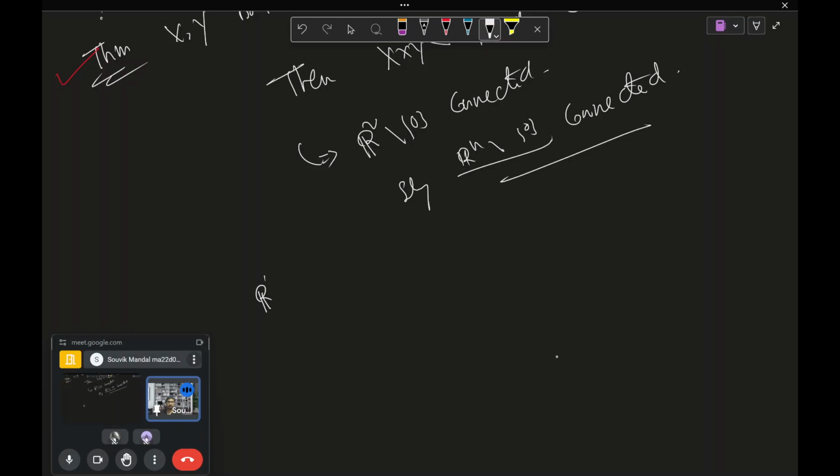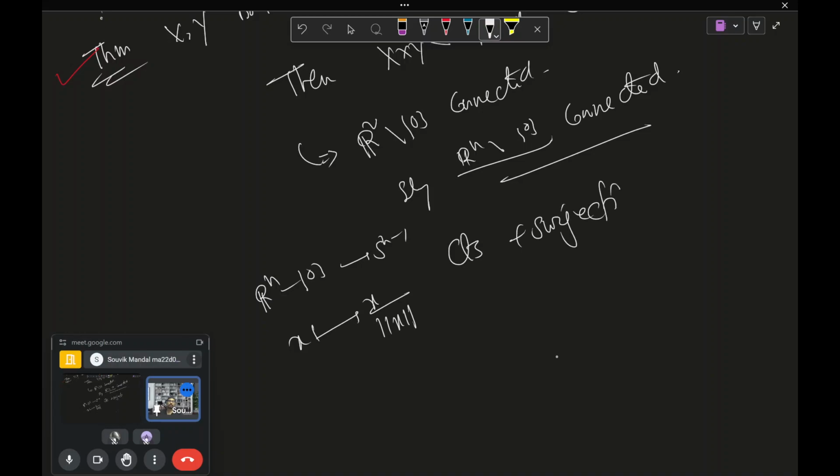Now, consider the function R to the power n minus 0 to S n minus 1 by the map x goes to x by norm x. So, this is a continuous surjective map. So this gives what? This gives that S to the power n minus 1, that is the n minus 1 sphere is connected, right?